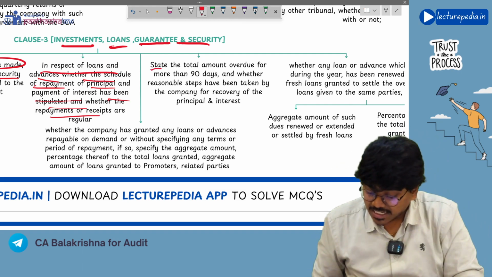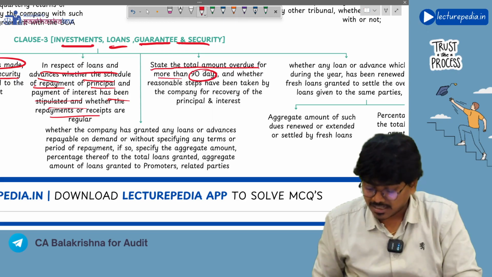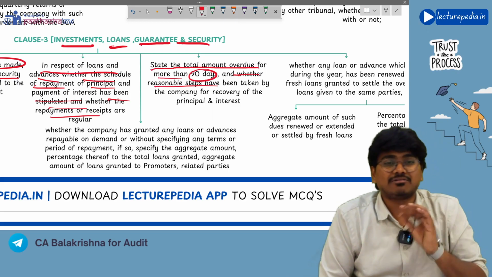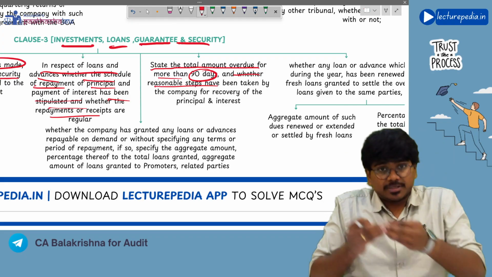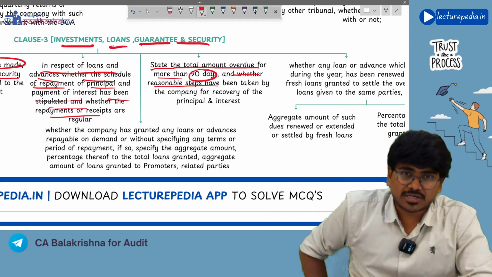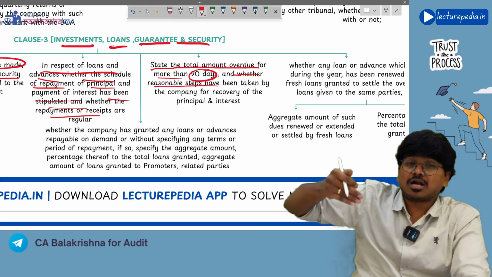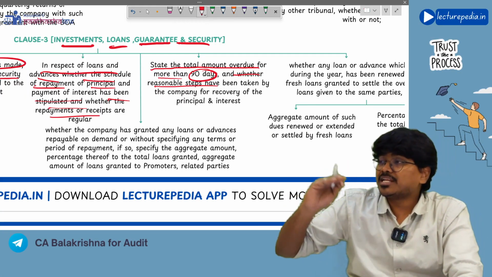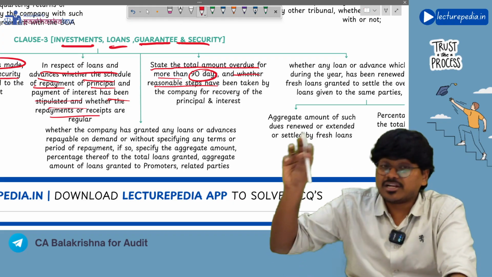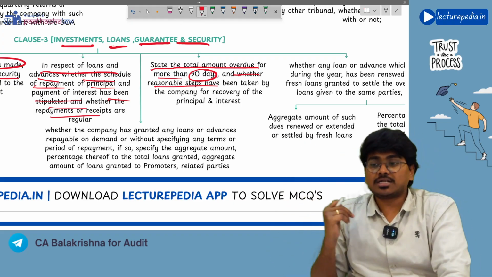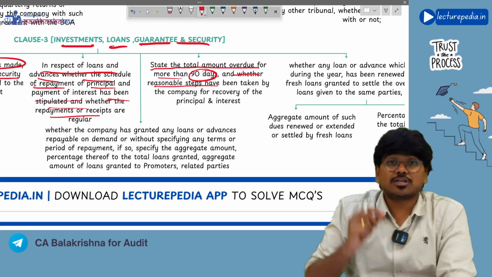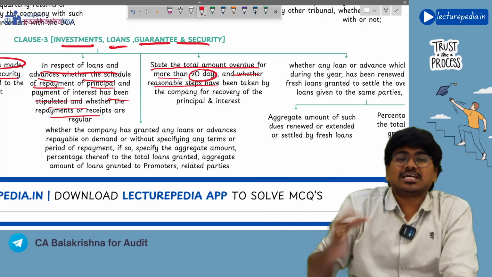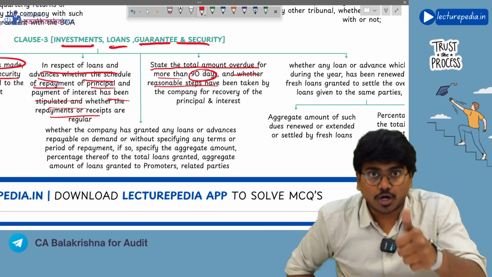Next, state the total amount overdue for more than 90 days and whether reasonable steps have been taken by the company to recover that amount. See, the company has given some loan to some person, and if that person has not repaid the EMI or installment amount for a period of more than 90 months, that needs to be specifically reported by the auditor in this clause. And the auditor should also report whether the company is taking proper steps to recover that amount. Got it? Yes.